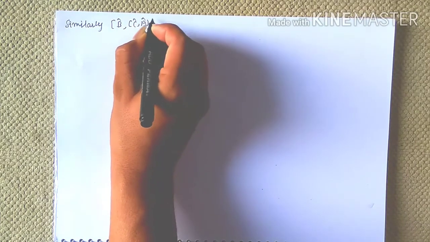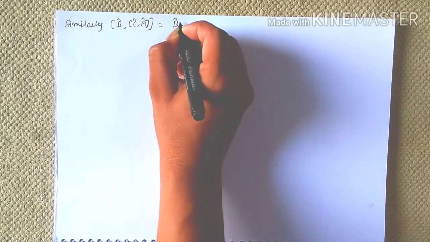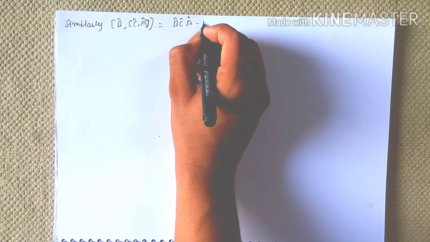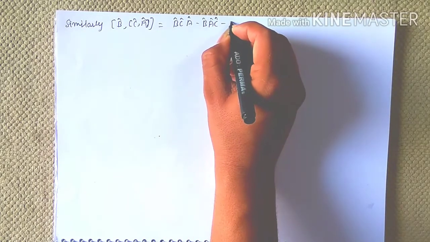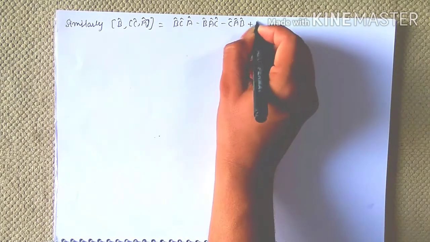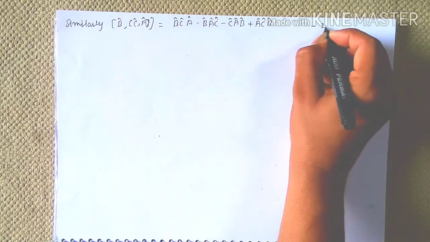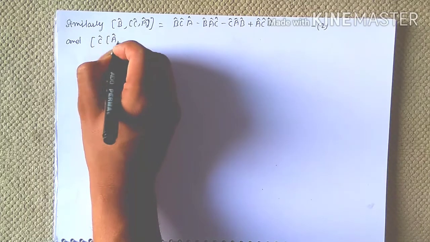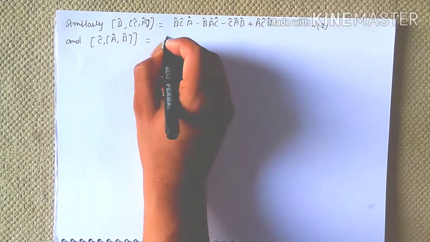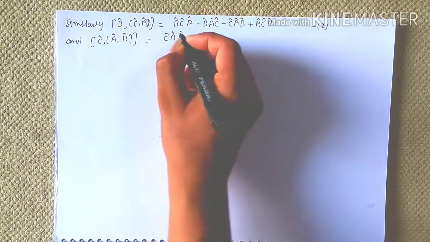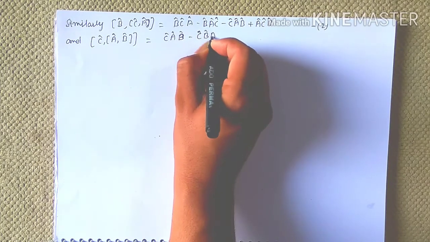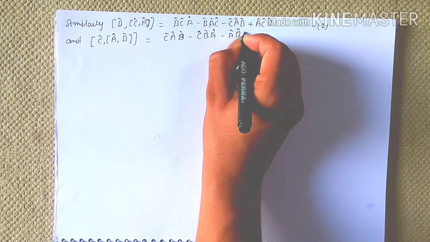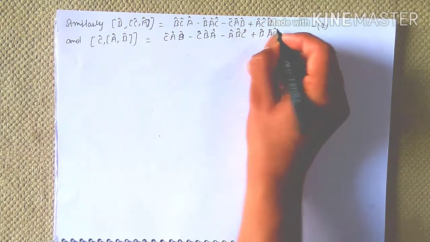Equation 1. Commutator of B cap and commutator of C cap and A cap is equal to B cap C cap A cap minus B cap A cap C cap minus C cap A cap B cap plus A cap C cap B cap. Equation 2. And commutator of C cap with commutator of A cap and B cap is equal to C cap A cap B cap minus C cap B cap A cap minus A cap B cap C cap plus B cap A cap C cap.